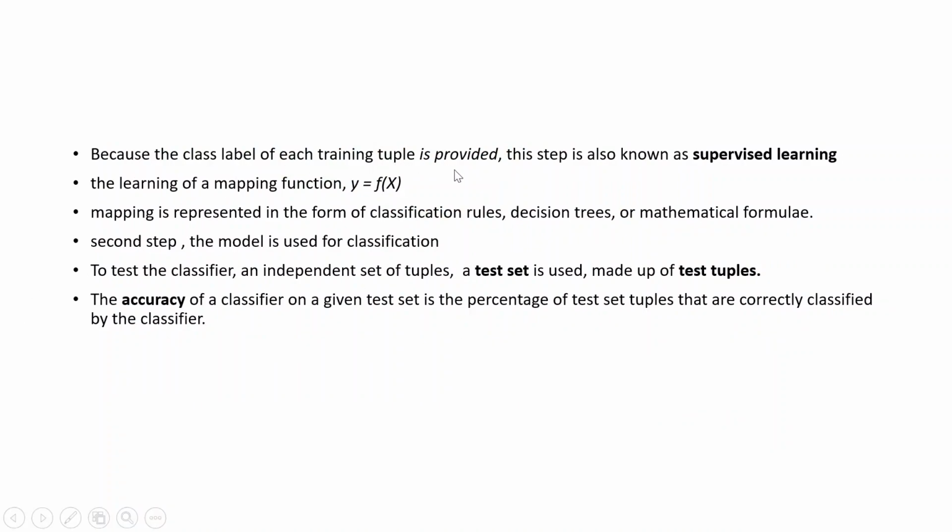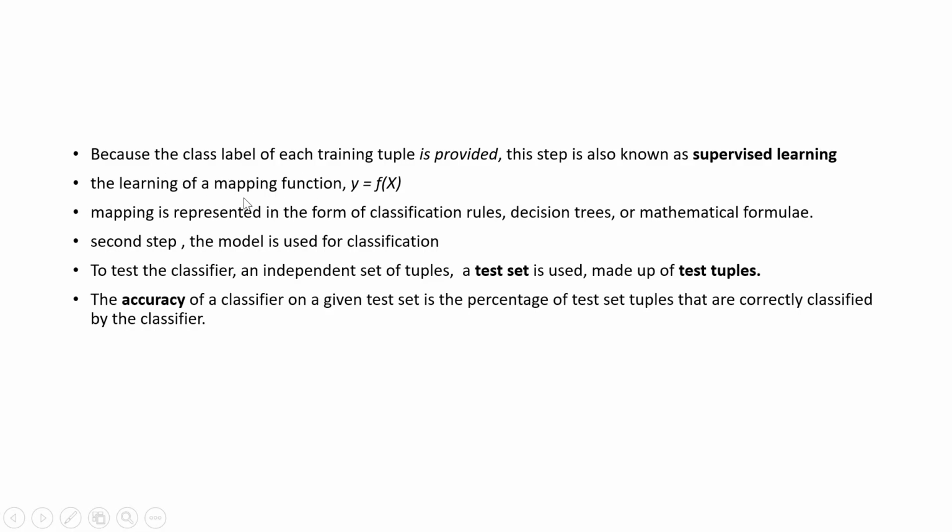Because the class label of each training tuple is provided, this step is also known as supervised learning. Supervised learning is a term which we have already come across, and classification is a specific example of supervised learning. Supervised learning is training with a teacher. That is, in your data you are already given, for a data item, what class it belongs to. That is why we say it is a supervised learning method.